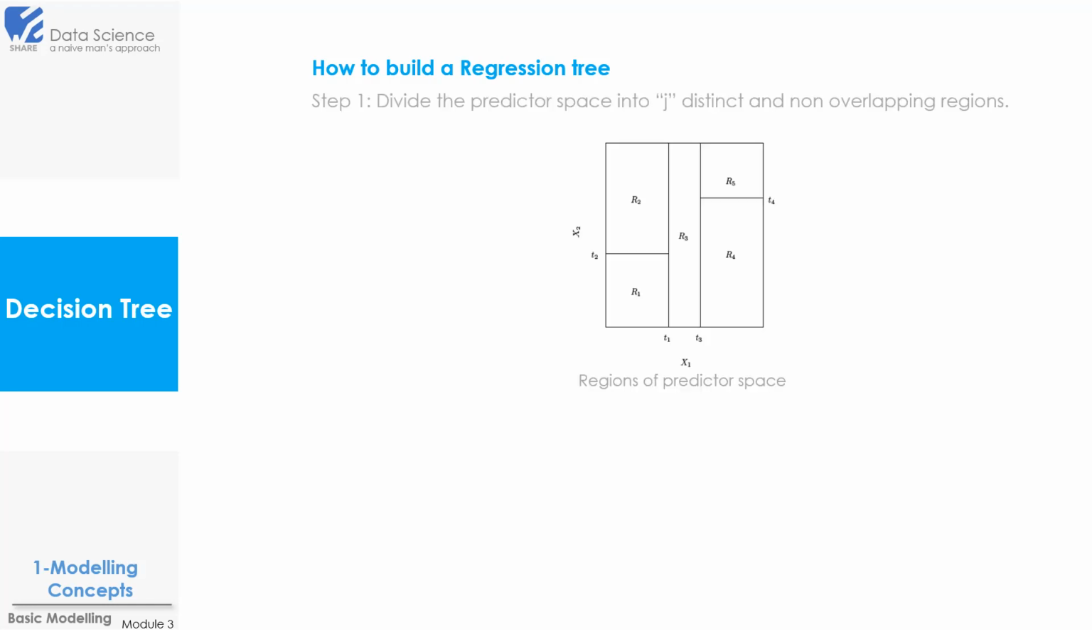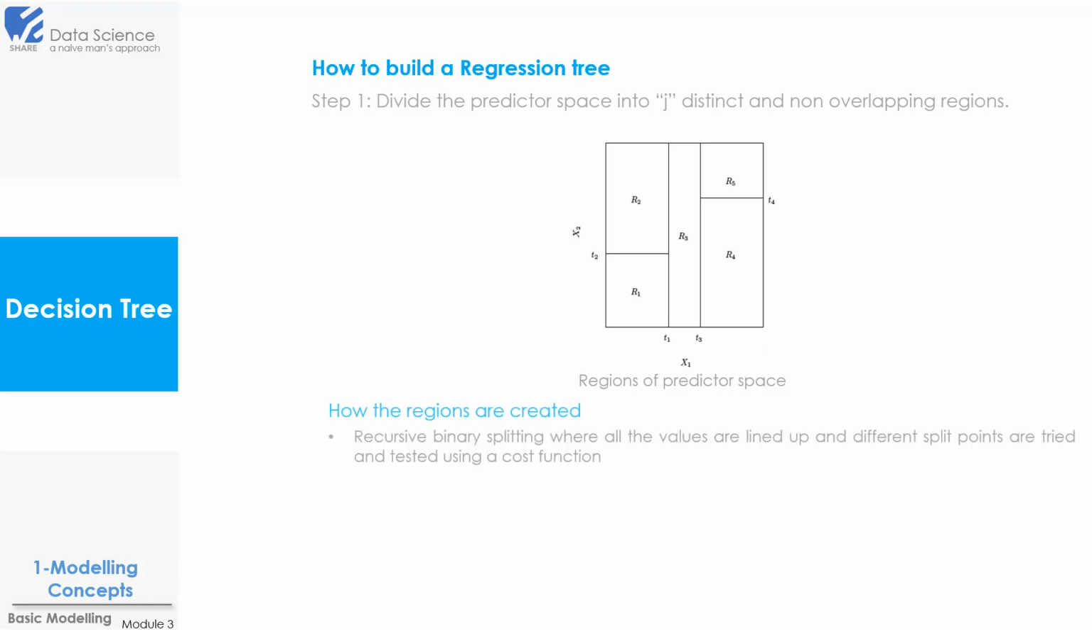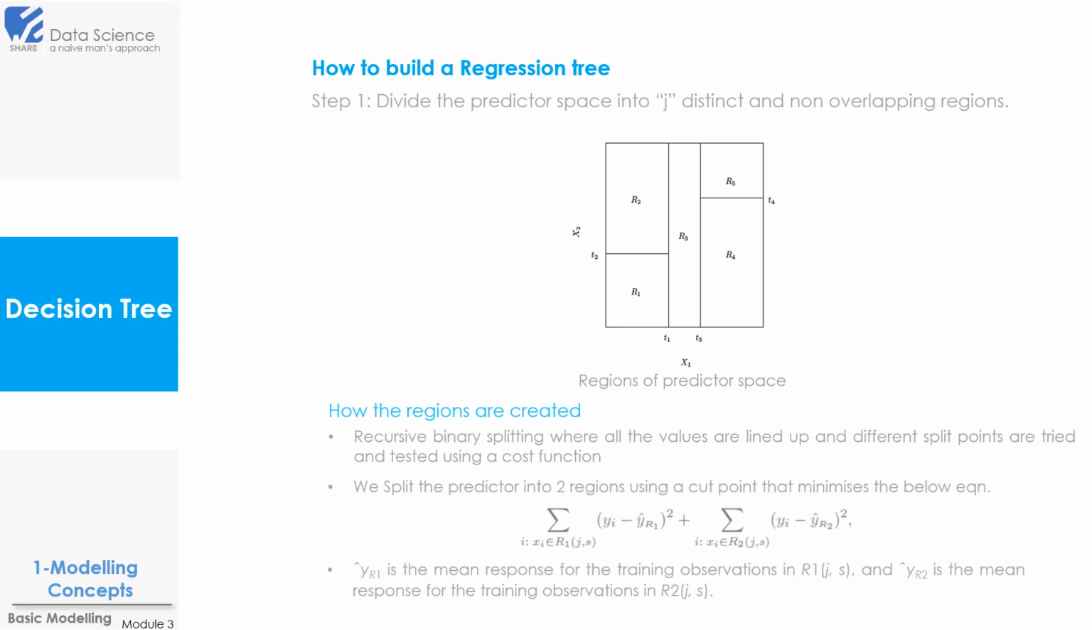In step 1, we first divide the predictor space into j distinct and non-overlapping regions as shown here. Now you may ask, how do we create these regions? For creating these regions, we use recursive binary splitting. In recursive binary splitting, all the values are lined up and different split points are tried and tested using a cost function. So we split the predictor space, that is set of our variables x1, x2, etc. using a cut point that minimizes the below equation.